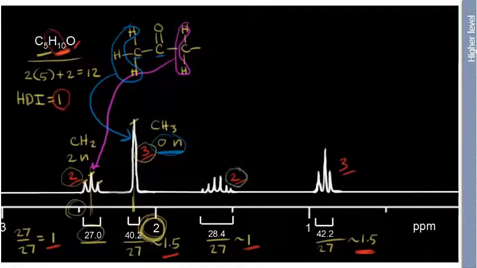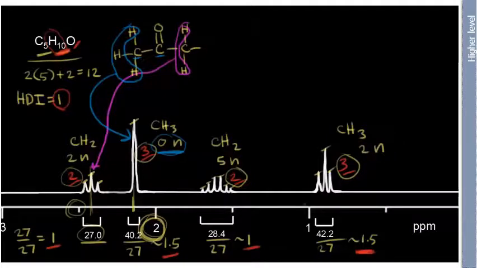This signal represents 2 protons, so that's a CH2. How many neighboring protons? Let's count up how many peaks we have: 1, 2, 3, 4, 5, 6. So 6 peaks, and we subtract 1 from that. 6 minus 1 is 5, so we would expect 5 neighboring protons. Let's move on to the next signal. 3 protons, so that's a methyl group, CH3. How many neighbors? We have 1, 2, 3 peaks, so 3 minus 1 is 2. We would expect 2 neighboring protons.